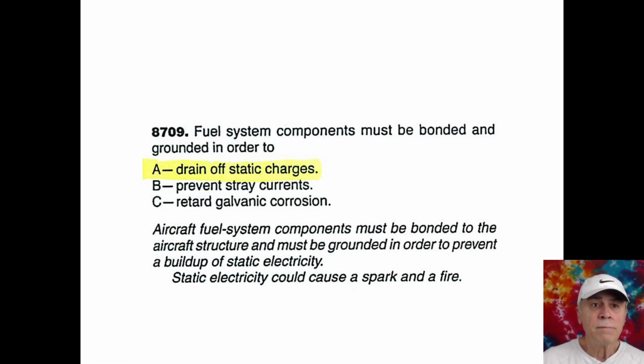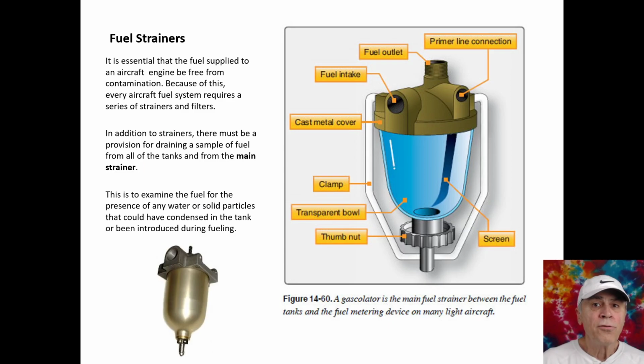A fuel strainer. It's essential that the fuel supplied in aircraft engine be free of contamination. Because of this, every aircraft fuel system requires a series of strainers and filters. In addition to strainers, there must be a provision for draining a sample of fuel from all the tanks and from the main strainer. This is to examine the fuel for the presence of any water or solid particles that could have been condensed in the tank or been introduced during the fueling.